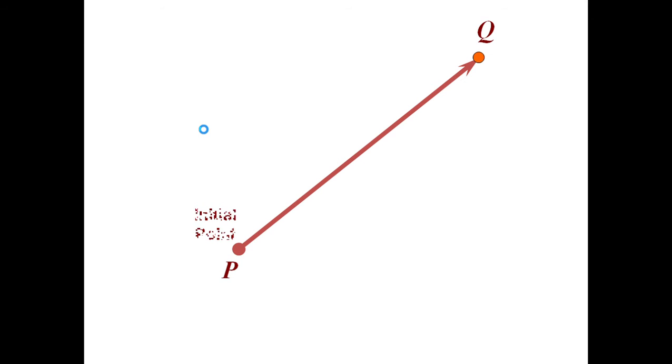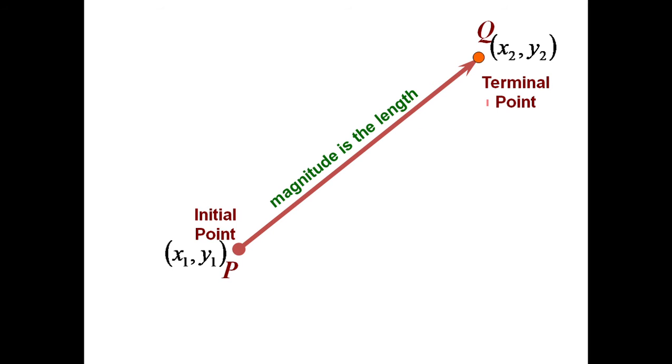Now we will study the representation of a vector. A vector is represented by two points, an initial point and a terminal point. The direction of the vector is from the initial point to the terminal point, as represented by PQ, where P is the initial point and Q is the terminal point. The length of the arrow is on a scale of the magnitude of the vector, and the arrow represents its direction. So this PQ has a magnitude proportional to its length, and the arrow indicates direction, so it is a vector.